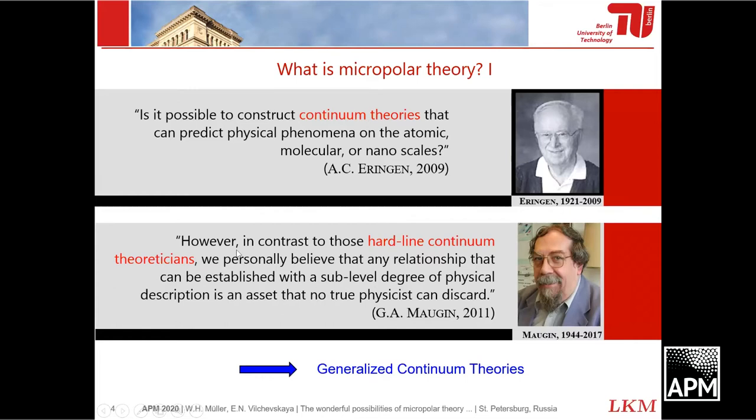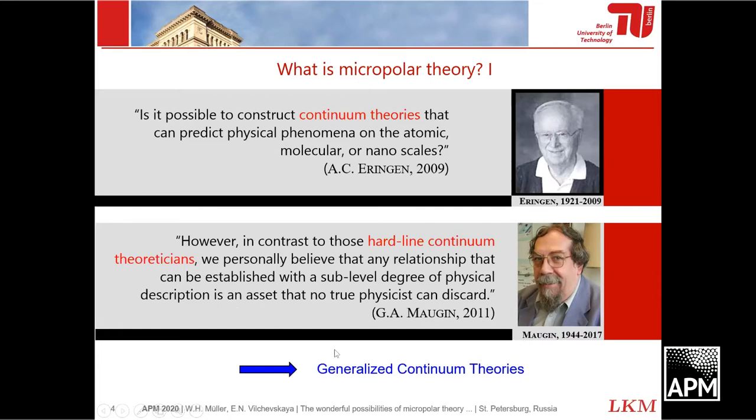The second citation I would like to present to you in this context is this one here by Mougin, and it aims in the same direction. It tries to show that these two worlds, the world of continuum mechanics and the world of discrete mechanics, can be joined. And actually what he says here is the following, there are hardline continuum theoreticians. They do not believe that it is possible to form a relationship between these two worlds, but any true physicist, in particular personally Mougin, believes that the relationship that can be established with a sub-level degree of physical description is an asset that no true physicist should discard.